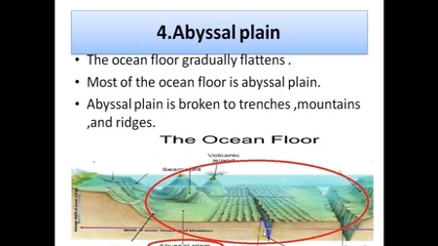Do you see this oceanic trench? Here the trench is a very deep valley, a very deep valley. There is a trench in the Pacific Ocean with a depth of 11,000 meters, called the Mariana Trench. Here we also have a group of mountains, or a chain of mountains and valleys. We call this a ridge.